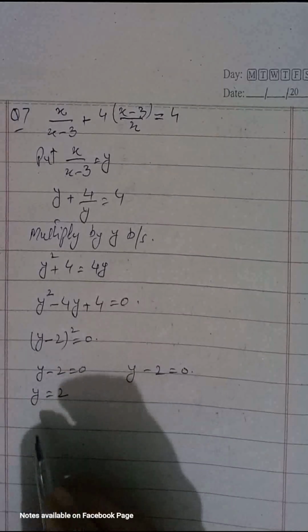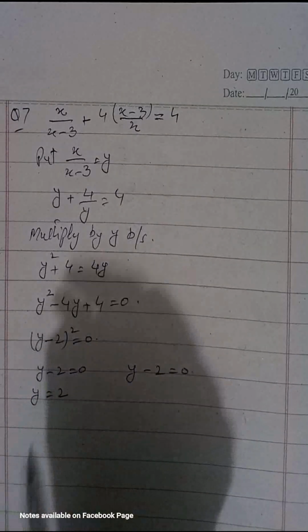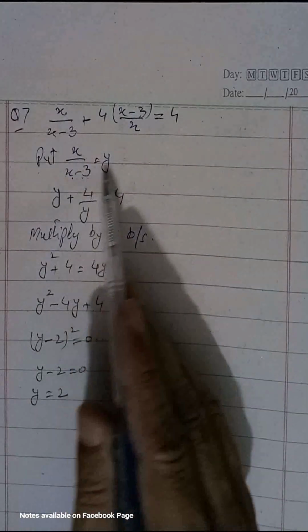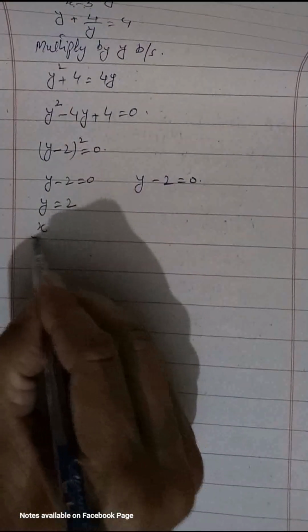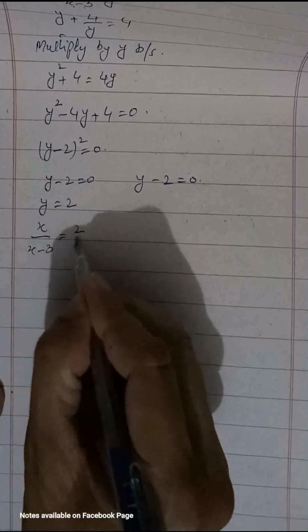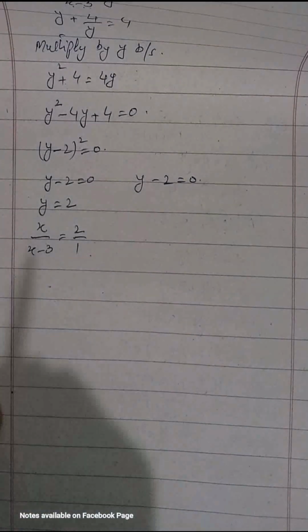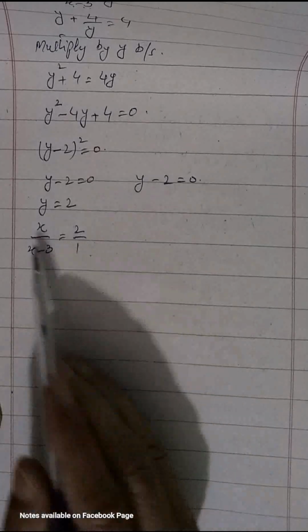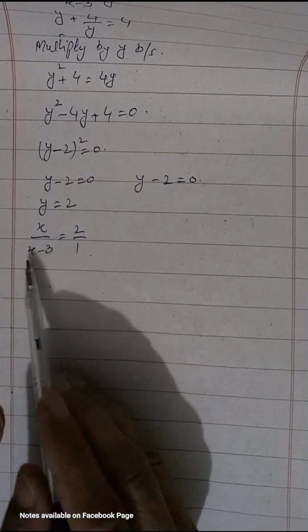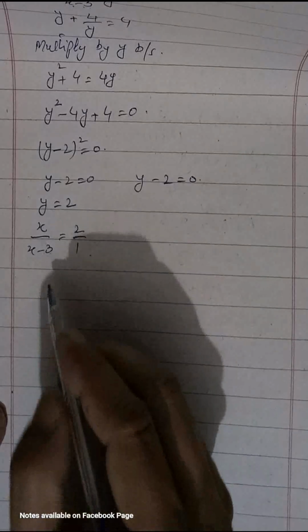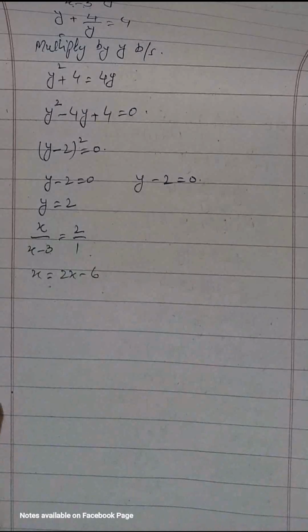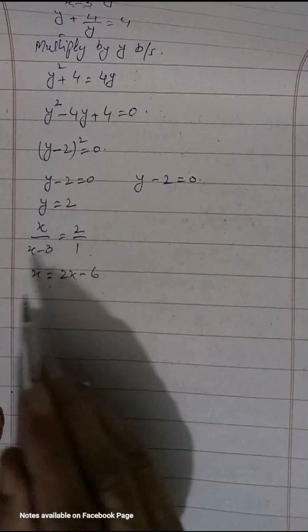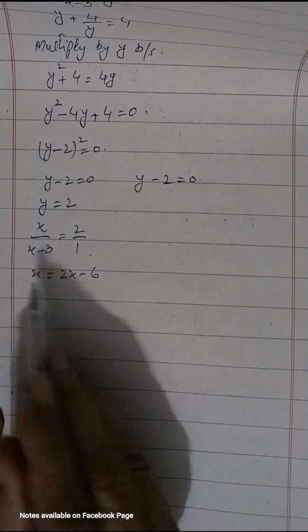y is equal to 2, and we know that x over x minus 3 is equal to y. So put the value of y instead. We get x over x minus 3 is equal to 2 over 1. Now we cross multiply. x multiplied by 1 and x minus 3 multiplied by 2. We get x is equal to 2x minus 6. Now simplify it. Shift minus 6 to the left side and x to the right side.